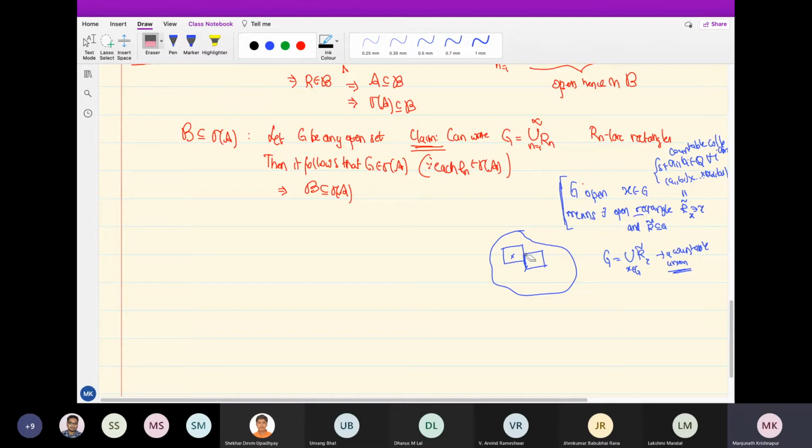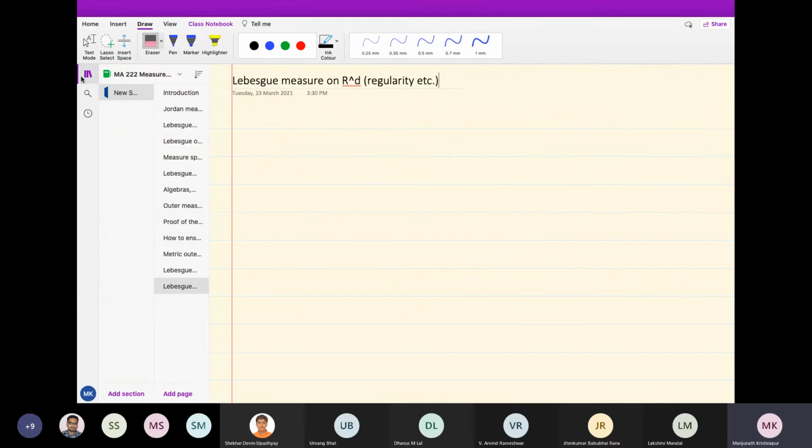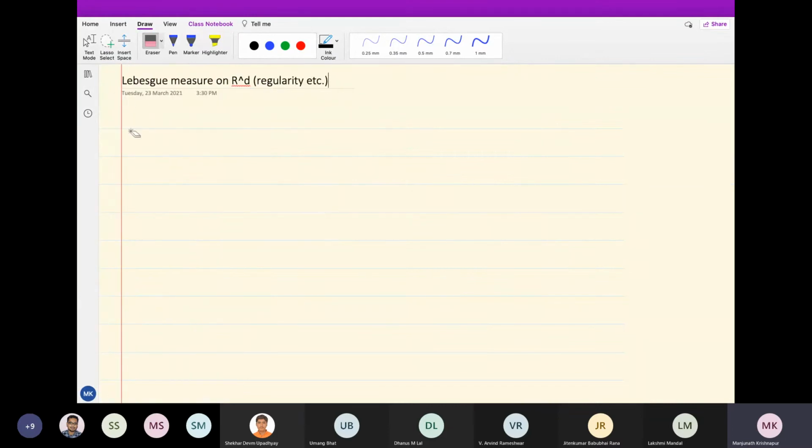Any questions? Okay. So now what I want to do is, so we have done all this. Some amount of hard work has been done. Now we want to actually get down to Lebesgue measure and understand it. What is there to understand? Well, we have constructed Lebesgue measure, so there are many things that we need to understand. So what is Lebesgue measure?